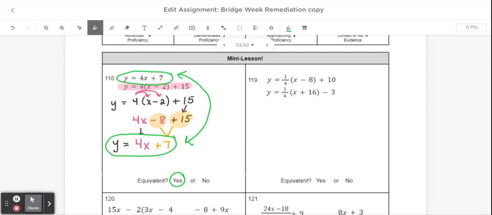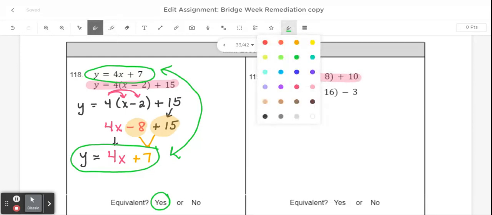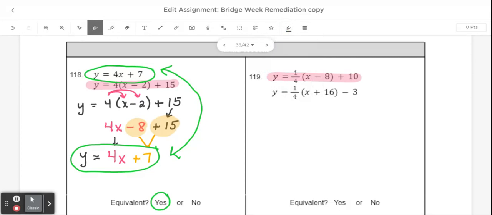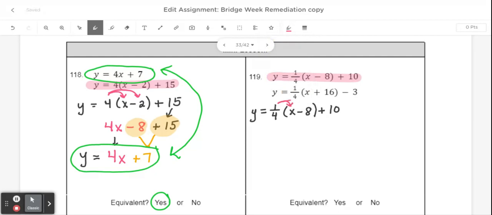Now, in problem 119, you can see that both of these equations need to be simplified. They're both pretty complicated. So I'm going to start with this first equation here, and then when I'm done with that one, I'm going to simplify the second one. So for the first equation, I'm going to go ahead and copy it down. I'm going to get 1/4 parentheses x minus 8 plus 10, copied down. Just like in the other problem, I'm going to distribute as my first step. So I'm going to have 1/4 times x, which is just 1/4 x. And then 1/4 times 8 would be -2. And I'm going to go ahead and copy down the 10.